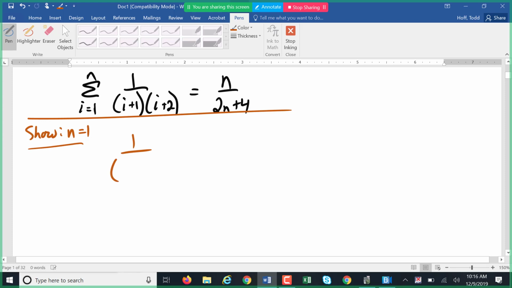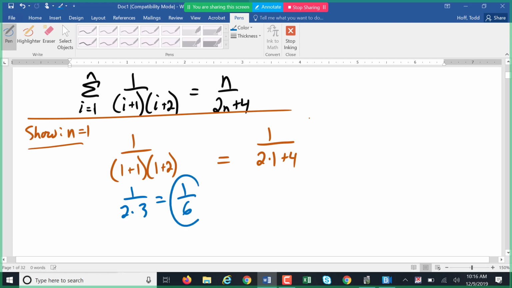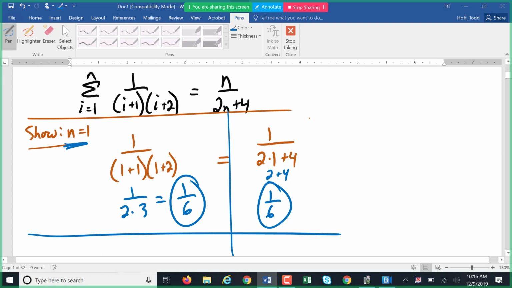So this is 1 over (1 plus 1) and (1 plus 2). That's the only term on the left side. On the right side, this will be 1 over 2 times 1 plus 4. On the left side, 1 plus 1 is 2, 1 plus 2 is 3, so 1 over 2 times 3 is 1/6. On the right side, 2 times 1 is 2, plus 4 is 6. That's 1/6. So we have 1/6 on each side. That's showing that it is true for n equals 1.